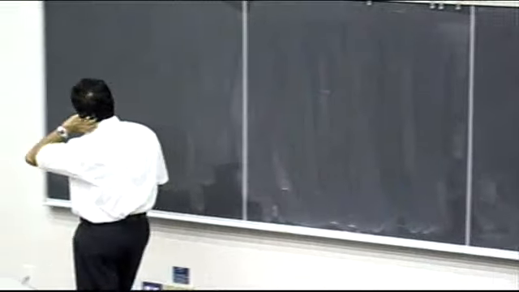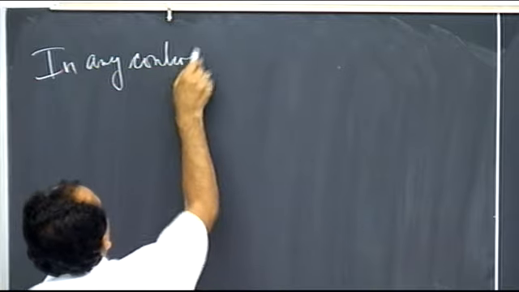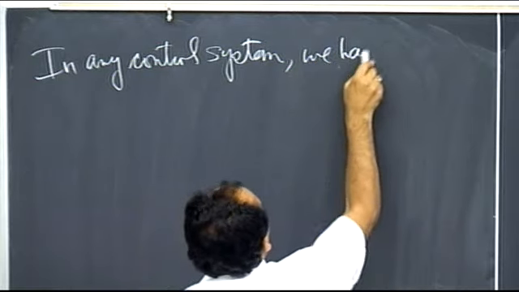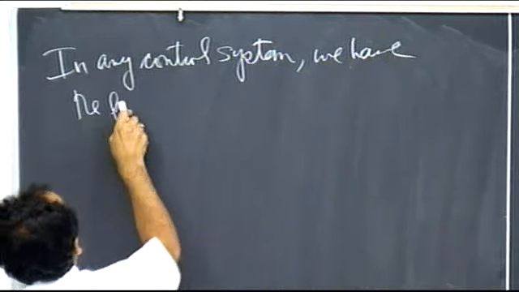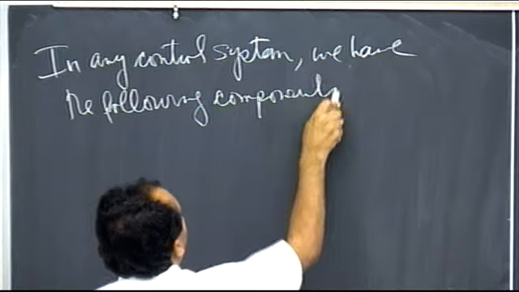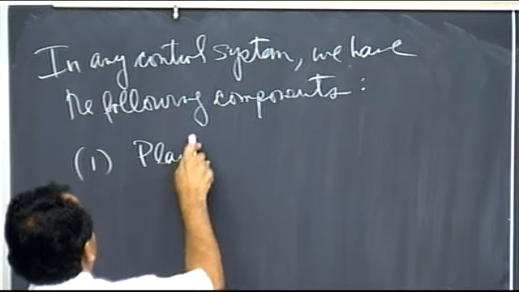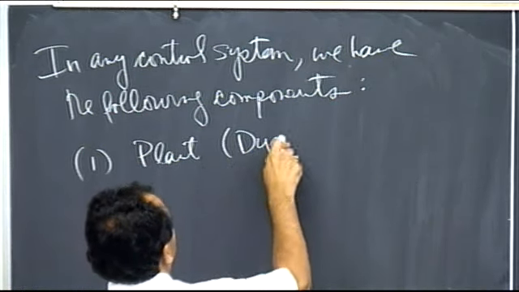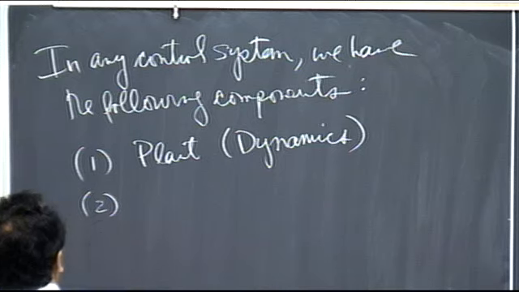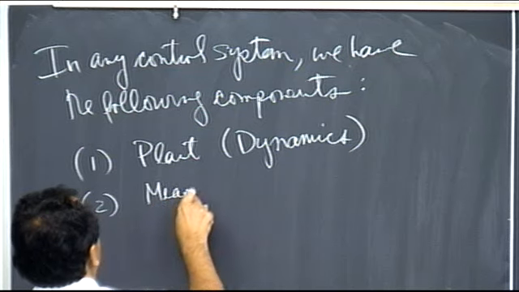In any control system, we have the following components. Okay, so what are these components? One, we have a plant. This would also be construed as the dynamics of the system, or a model for the dynamics of the system. We also have what's called a measurement system, something that takes measurements.